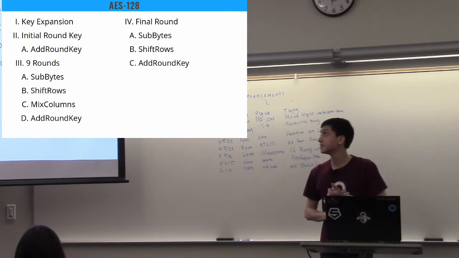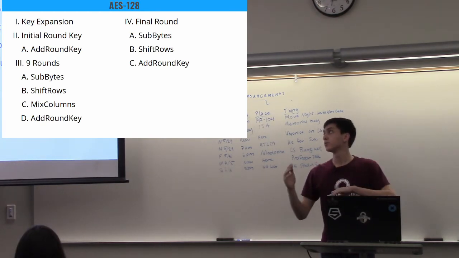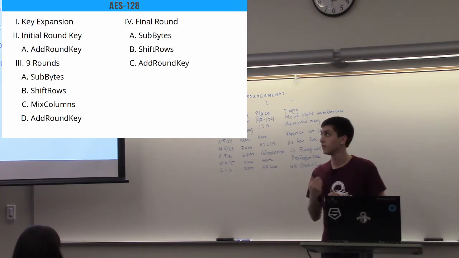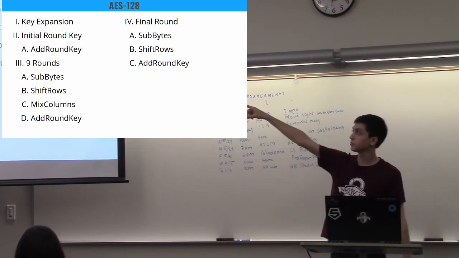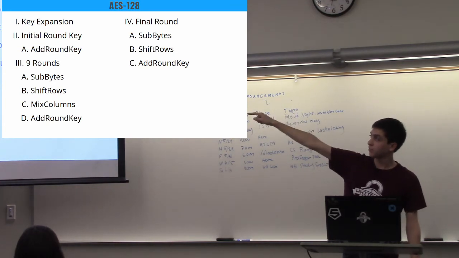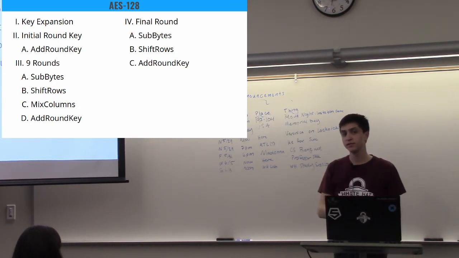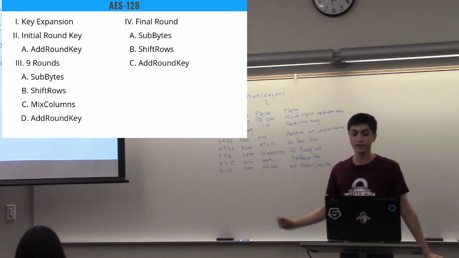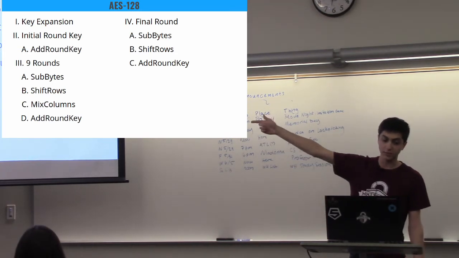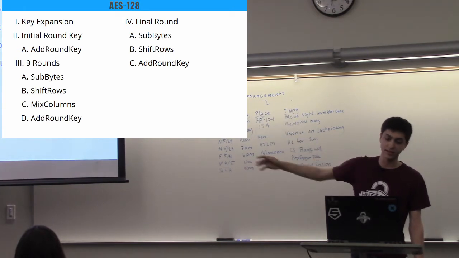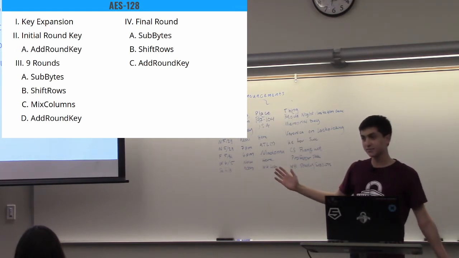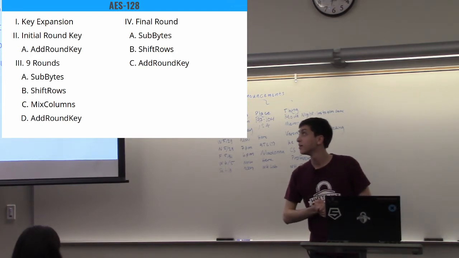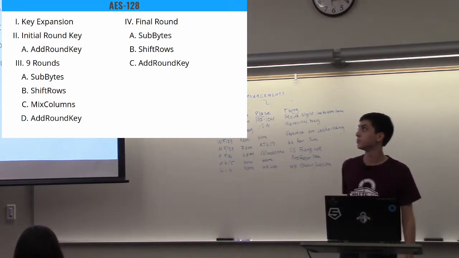The first step is key expansion. We'll go into what that does, but it just generates a bunch of keys for the 11 rounds that happen in AES. The initial round key does an add round key, which is basically XOR of the plaintext with the key. That's what we're going to end up attacking later. It does 9 rounds of sub-bytes, shift rows, mix columns, add round key. It's just a bunch of stuff. For this attack, we don't really need to know too much about it. And then the final round does sub-bytes, shift rows, add round key.